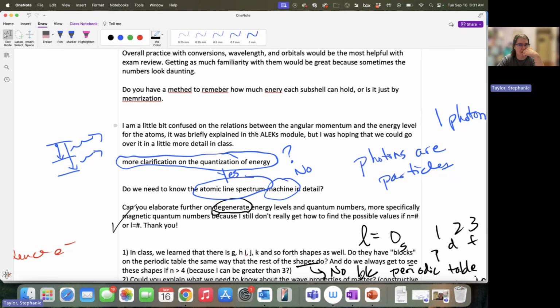The relation between angular momentum and the energy level in Alex. Whenever somebody asks me about Alex, I really want to know what this is from. I really need a screenshot, because otherwise I'm going to go off on random tangents and I'm not sure that's going to be valuable. So I'm going to skip that one.